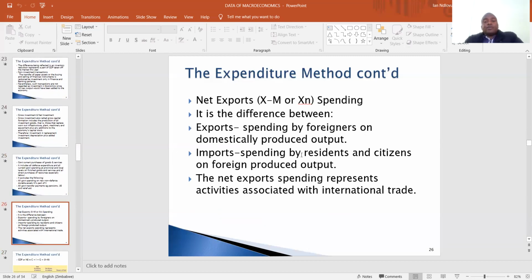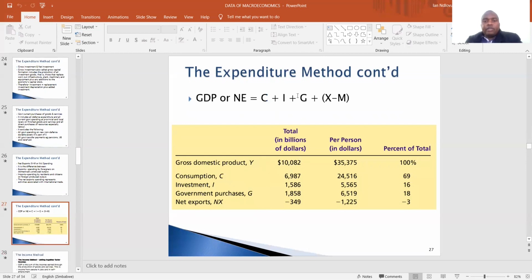And then how about net exports? Net exports are nothing but the difference between exports, which is spending by foreigners on domestically produced output, and imports, which is spending by domestic residents and citizens on foreign produced output. The net export spending represents activities which are associated with international trade and also international finance. And then I've got just a table here to illustrate how national income is measured using the expenditure method before we cross over to the income method.